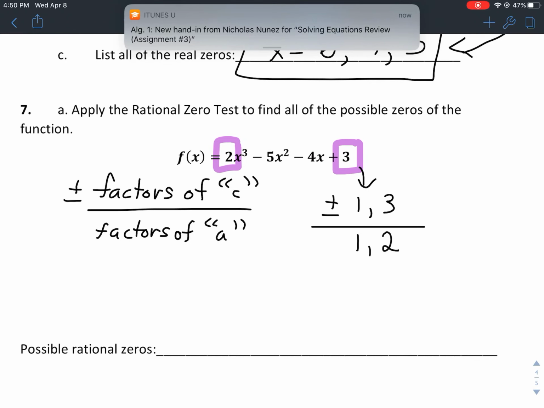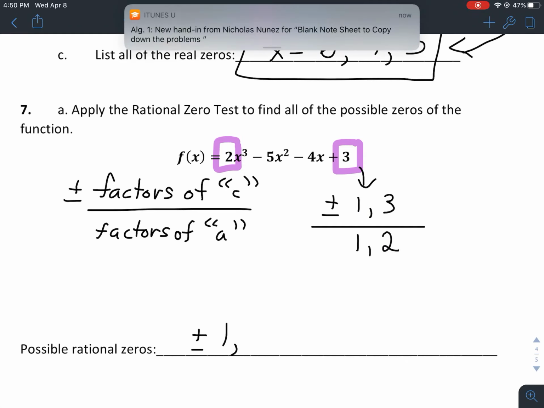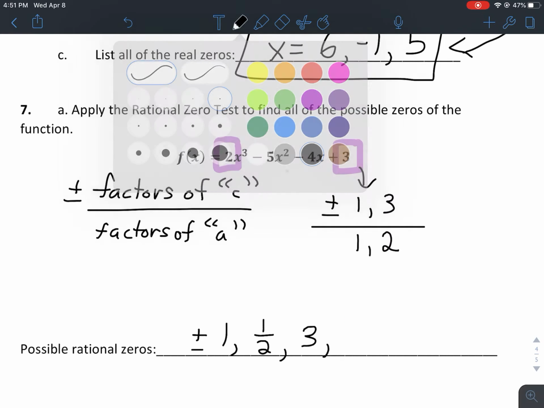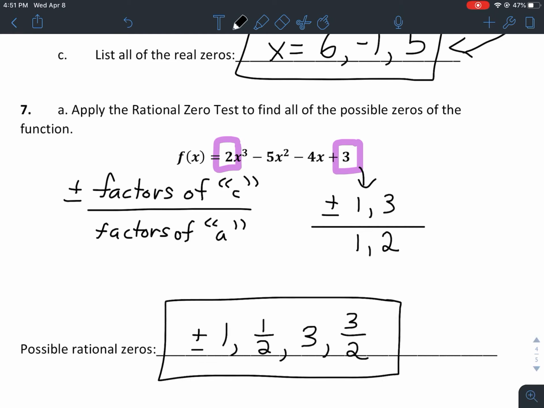So the possible rational zeros would be 1 divided by 1, which is 1. So we have plus or minus 1. I got that from there. Or we could do 1 divided by 2, which would be 1/2. And then we have 3 divided by 1, which is 3. And 3 divided by 2, which is 1.5, or 3 over 2. If any of those fractions weren't simplified, you would need to simplify them. And if any of them were repeats, you don't have to list them more than once.